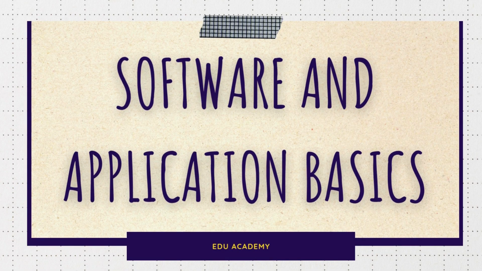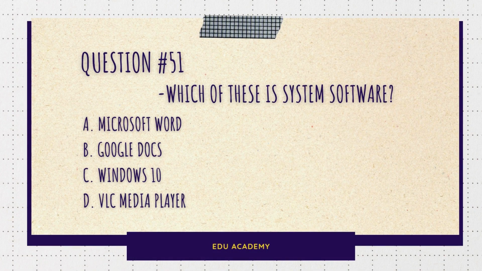All right, now we're done with Section E, popular computer brands and parts. Next, we move on to Section F, software and application basics. Let's continue with the next 10 questions, starting with Question 51. Question 51. Which of these is system software?